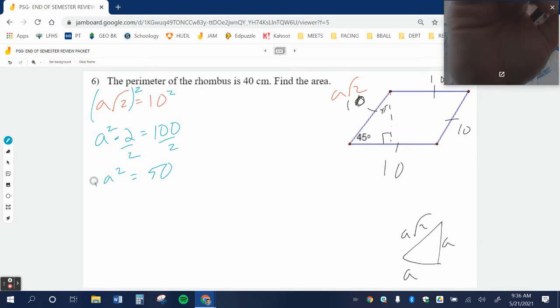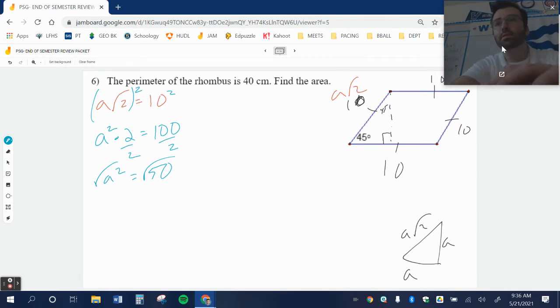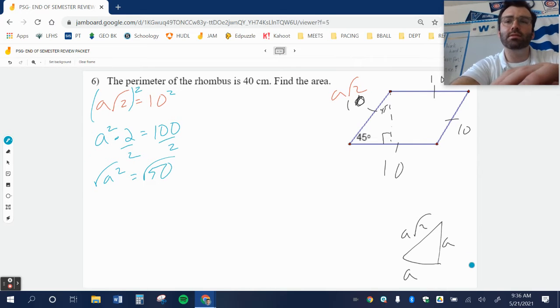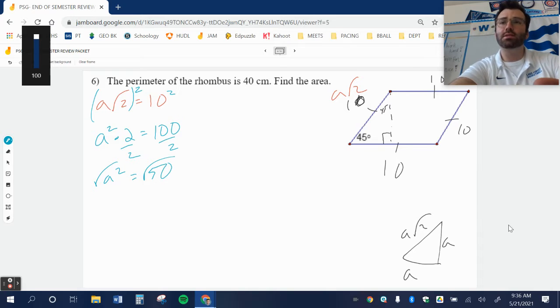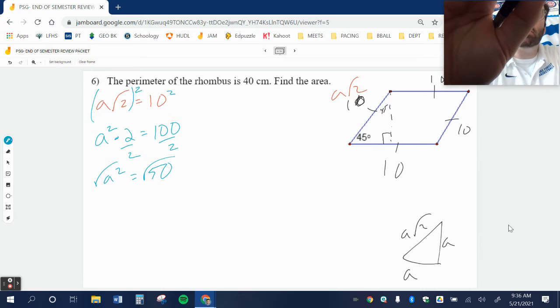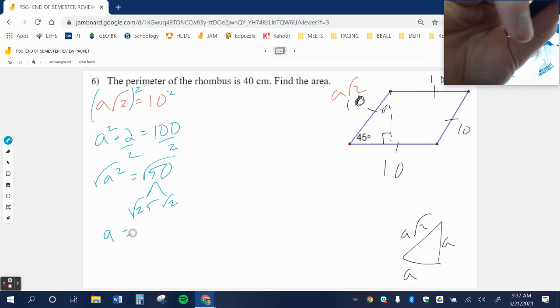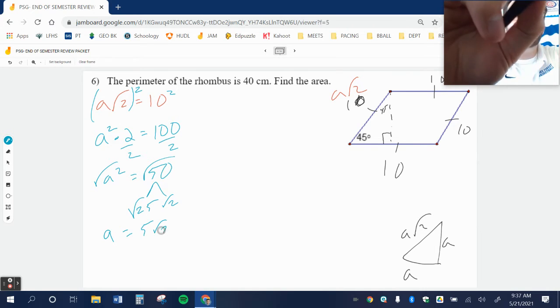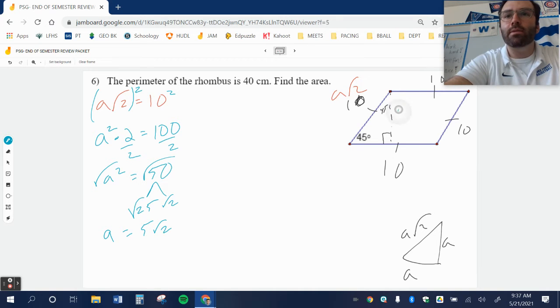Now I've got to get rid of the squared, so I square root. We didn't really do a whole lot of these this semester. Simplify 50 to be 25 and 2. The square root of 25 I know equals 5. There is no square root of 2, so a is 5 root 2, which makes our height 5 root 2.